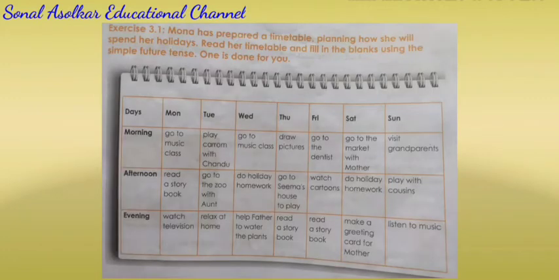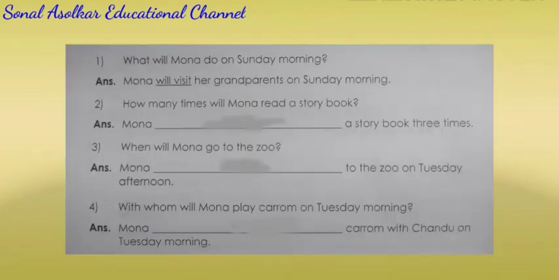Exercise 3.1. Mona has prepared a timetable planning how she will spend her holidays. Read the timetable and fill in the blanks using the simple future tense. Question number 1. What will Mona do on Sunday morning?